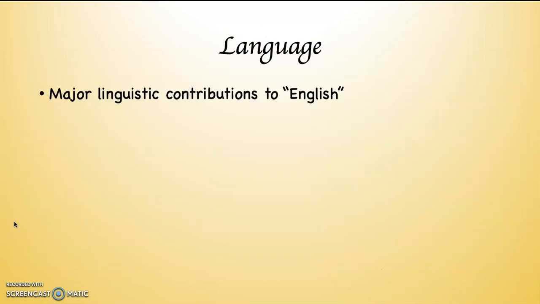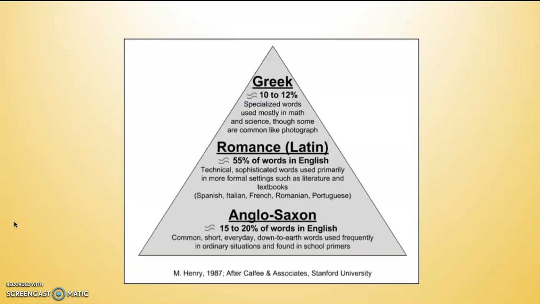The major linguistic contributions to English, again, I have this in quotes because of the way English has evolved over time, include these: Greek, Romance languages based in Latin, and Anglo-Saxon languages. Greek accounts for about 10 to 12% of the words that we use in English. Now, as it says there, these are specialized words that are used mostly in math and science, but they're pretty common words. I'll give you some examples. That includes things like atmosphere, chromosome, genome, photograph, thermometer. Have you heard those words before? They all come out of Greek, but they are now incorporated completely and totally into the English language.